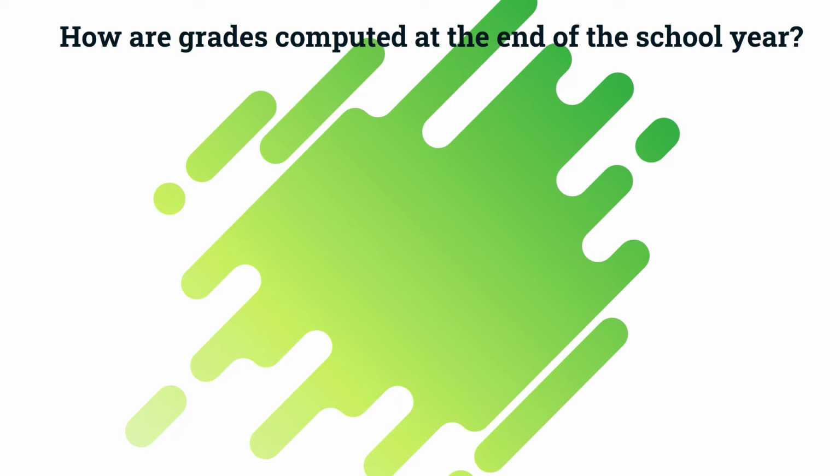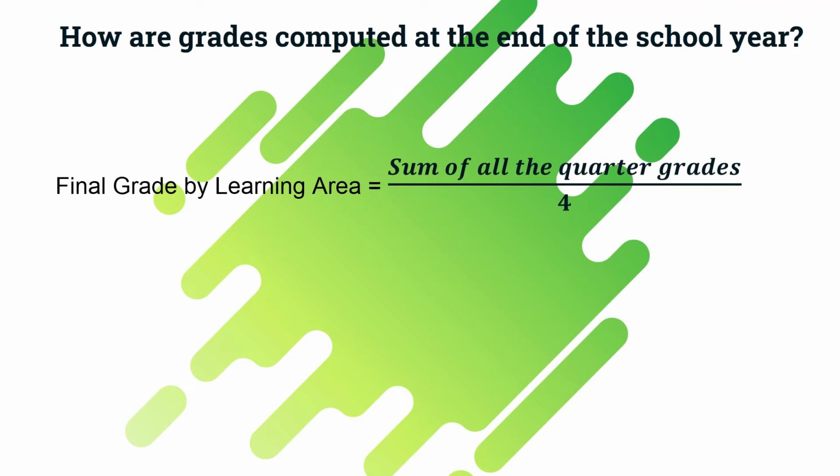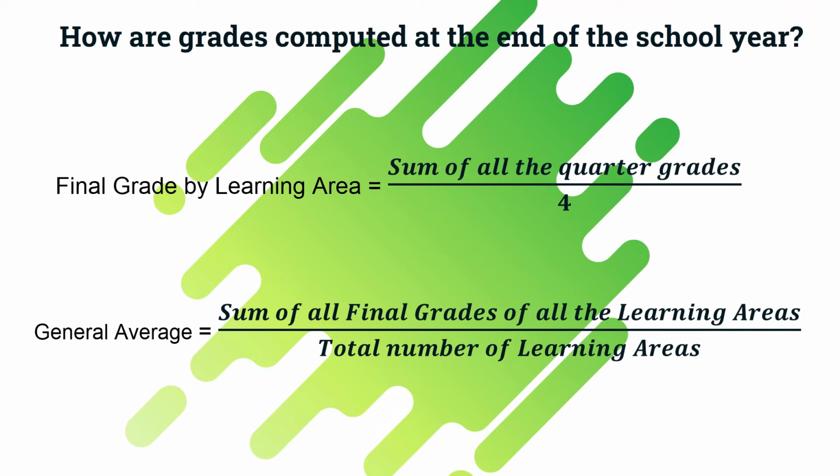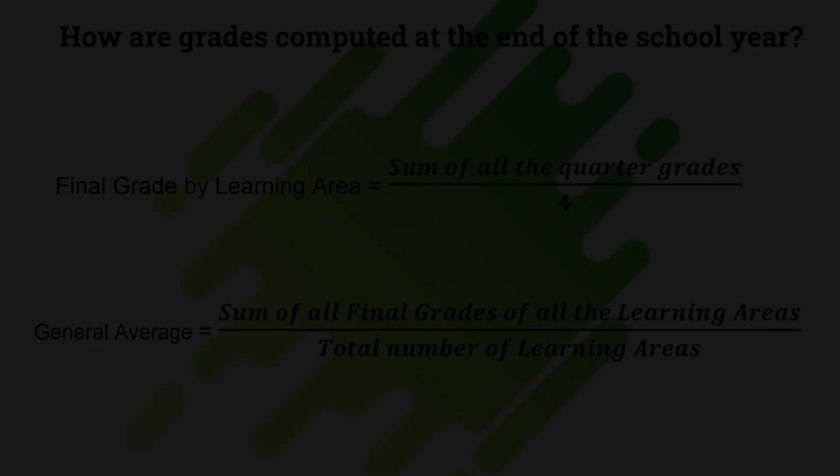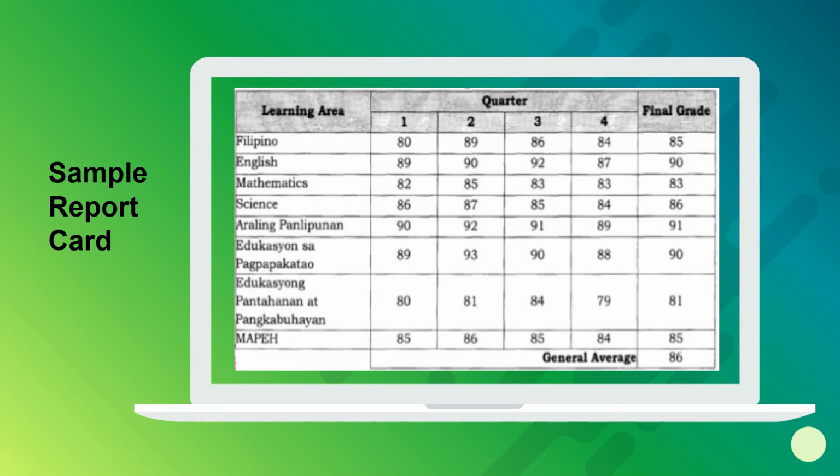How are grades computed at the end of the school year? To compute the final grade of a particular area, get the sum of all the quarter grades divided by 4. For the general average, sum all the final grades of all the learning areas divided by the total number of learning areas. This is a sample report card. This is the inside portion of the report card.